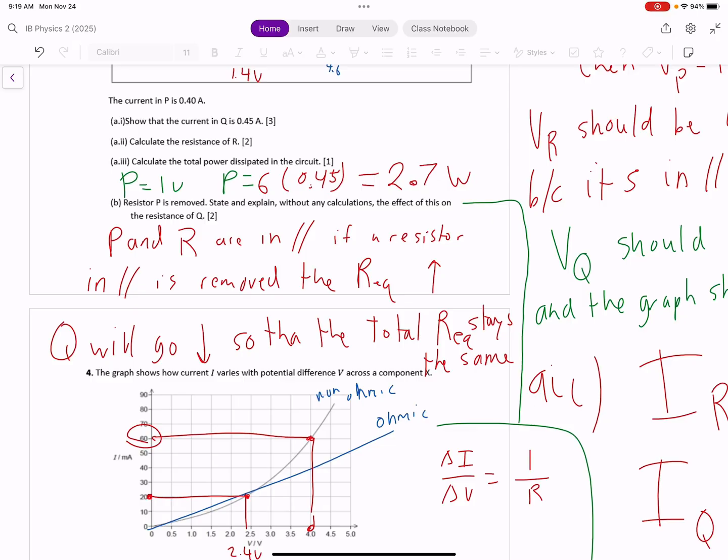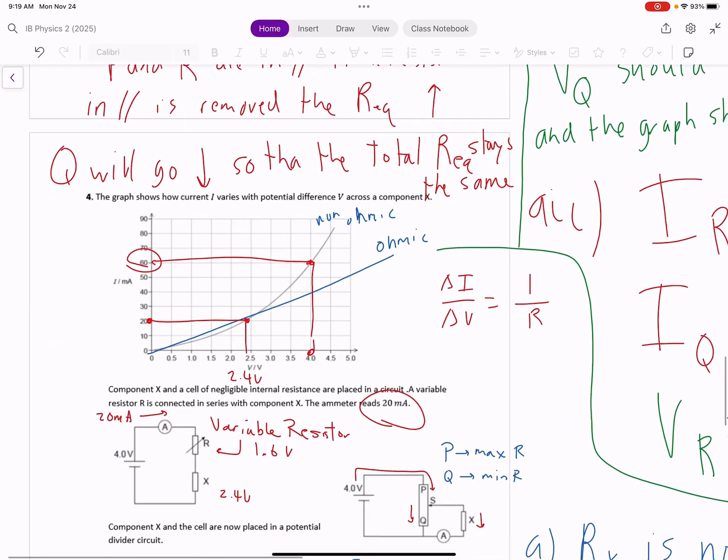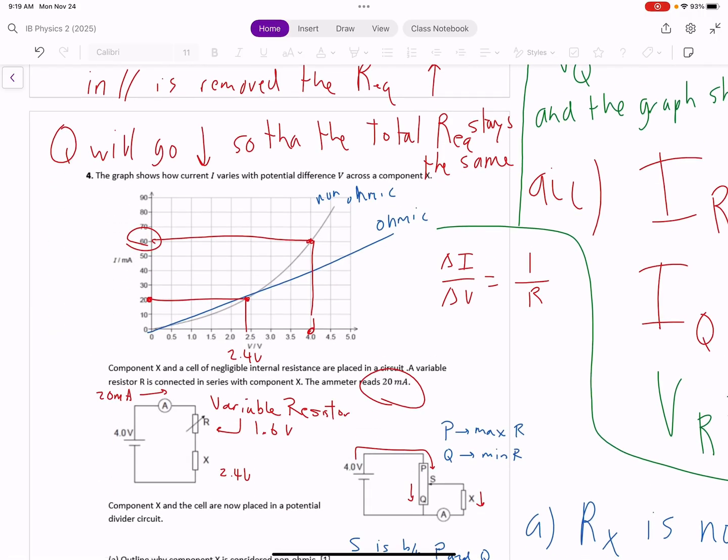This is just something that you have to figure out from the question, because resistors can change. There could be a variable resistor, and it doesn't say that, but there's no other way to explain what will happen to Q if the question is saying that the resistance can change.